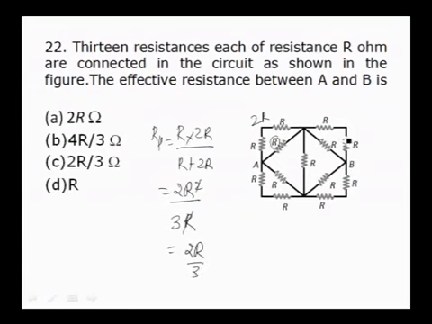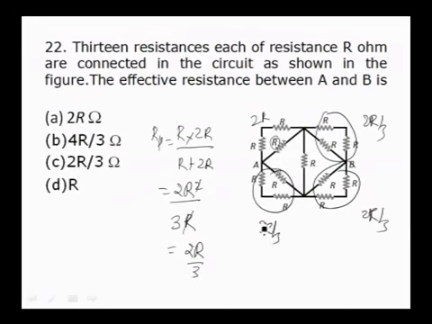All the resistors, this is equal to 2R by 3, this is equal to 2R by 3, this is equal to 2R by 3, this is equal to 2R by 3. All the arms have the same resistance. Then the equivalent resistance of this combination is equal to any one of the resistances.